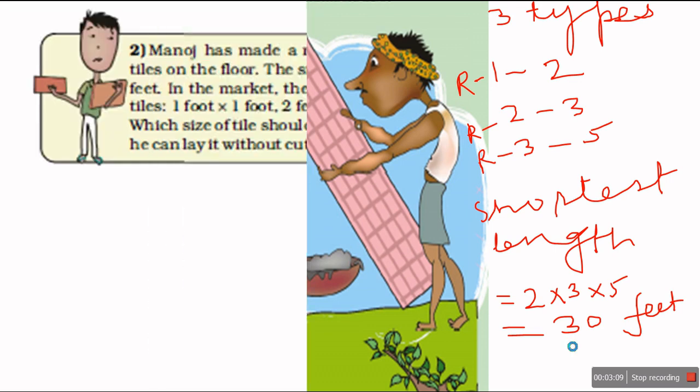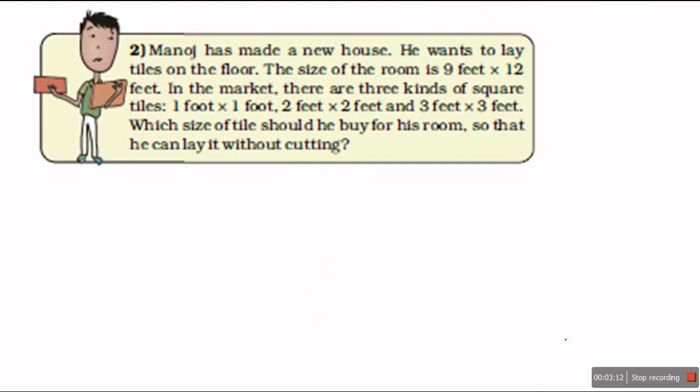So let us move next. Manoj has made a new house. And whenever we make a new house, we always think about making it beautiful. So for beautification, he thinks about the tiles. Let us see. The size of the room is 9 into 12 feet. This is the size of the room in which he has to put the tiles.